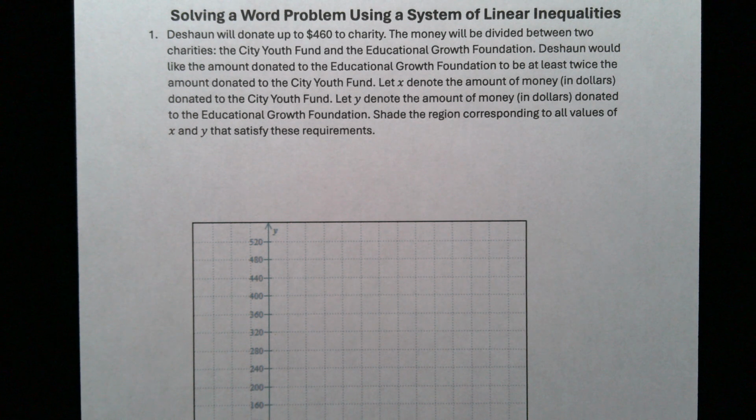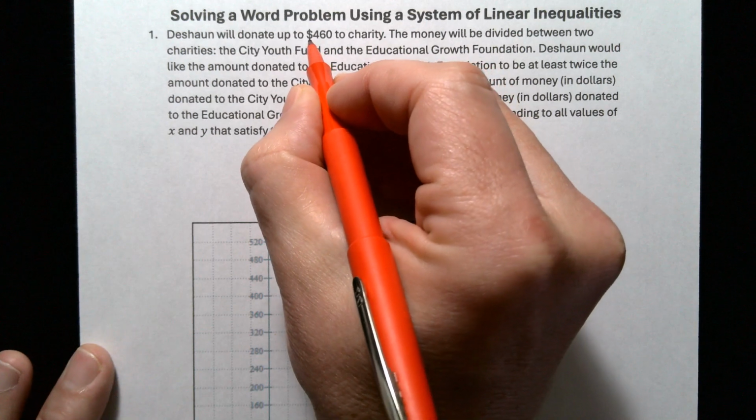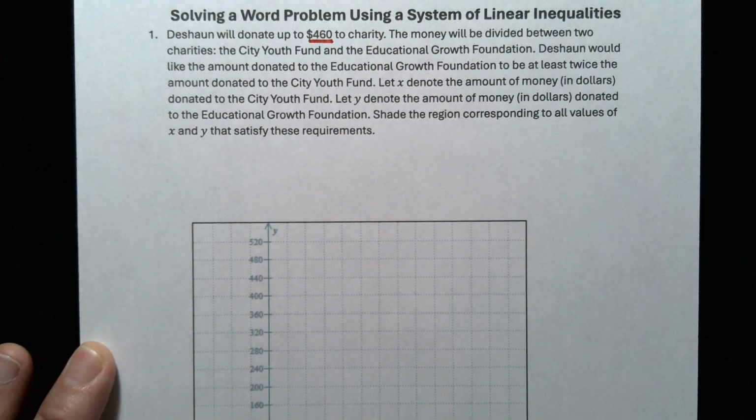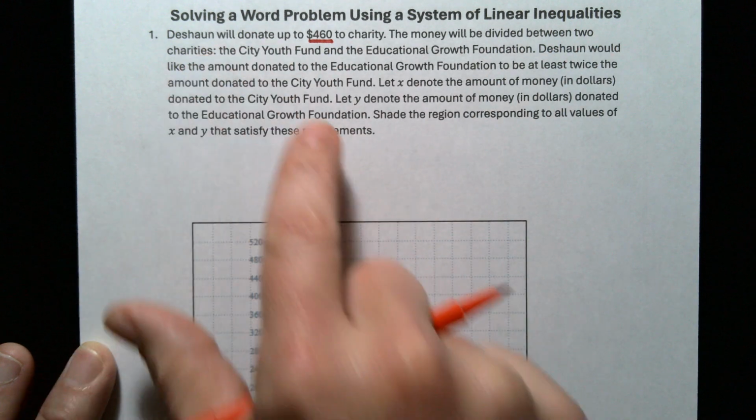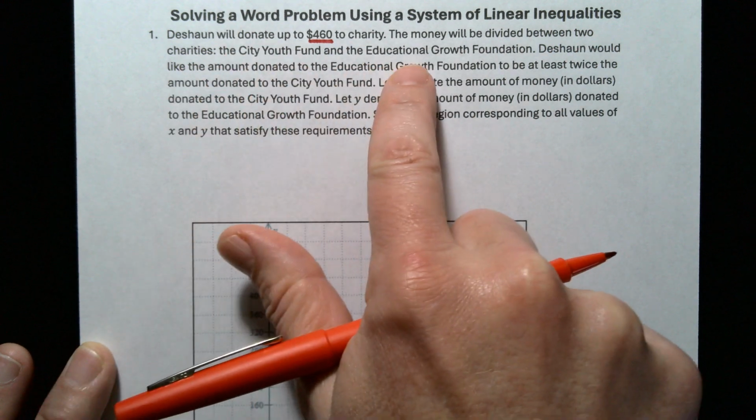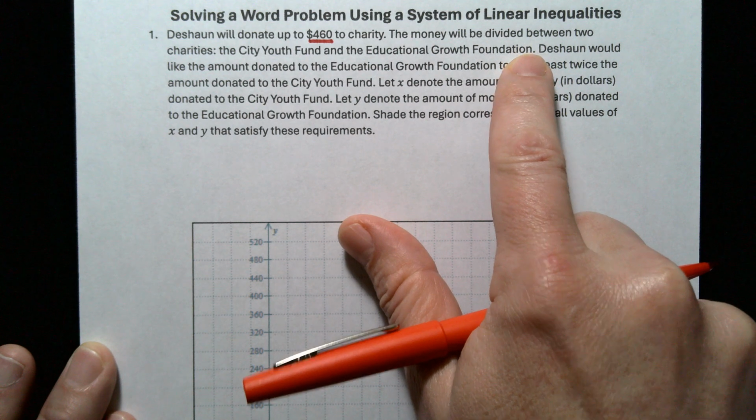In this video, we're going to be solving a word problem using a system of linear inequalities. Okay, so Deshaun will donate up to $460 to charity. Up to means less than or equal to. The money will be divided between two charities, the City Youth Fund and the Educational Growth Foundation.